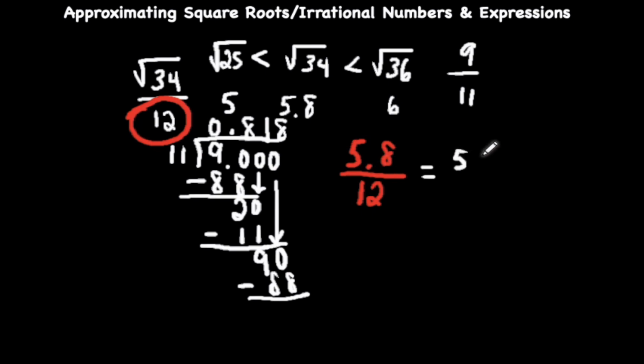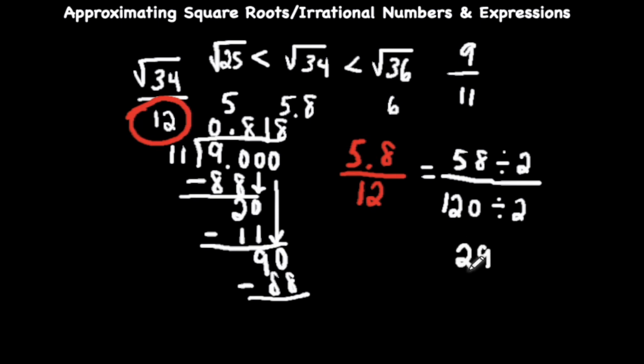But remember, what you do in the numerator, you must also do in the denominator, so that will give you a result of 120. Now you can simplify this further by dividing by 2, and you'll receive a result of 29 over 60. So the square root of 34 divided by 12 is 29/60.